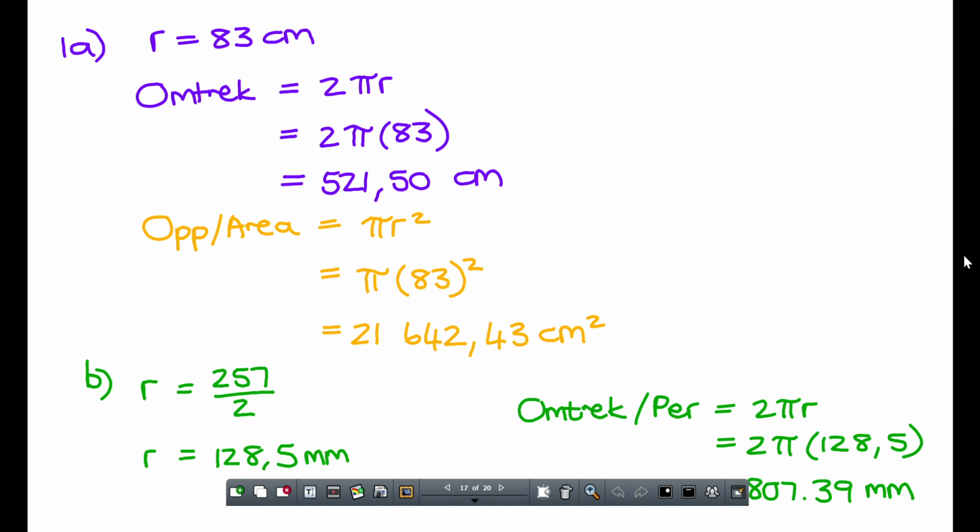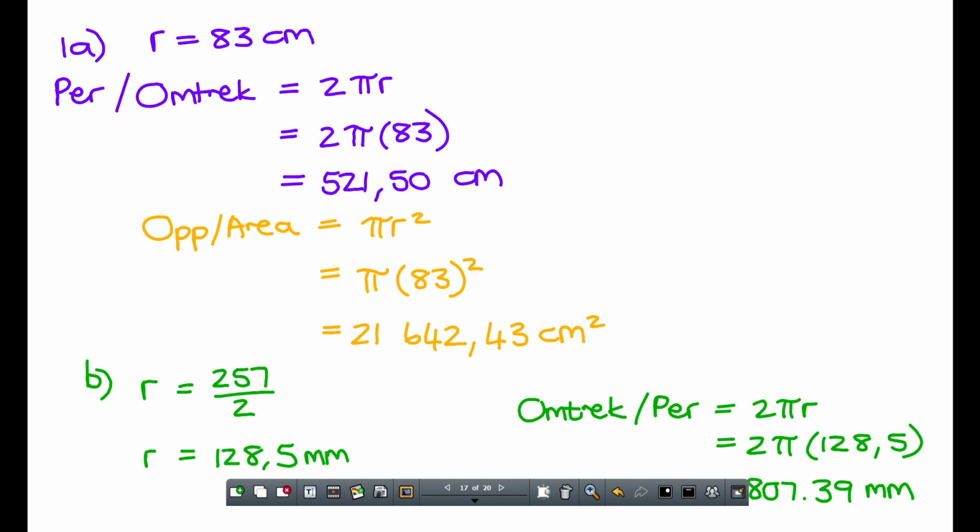Okay, so at 1A, the radius was 83 centimeters. They wanted you to get the area and perimeter. The first one that I did here was the perimeter. So 2 pi 83, and that gave me 521,50 centimeters. Then the next one is the area.